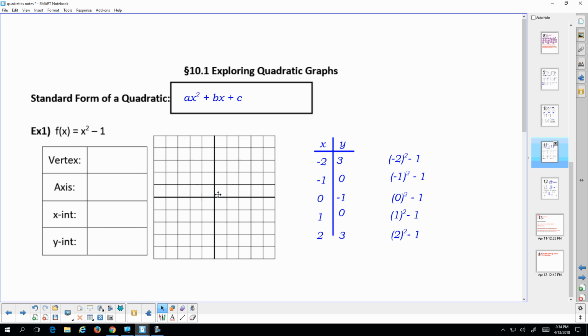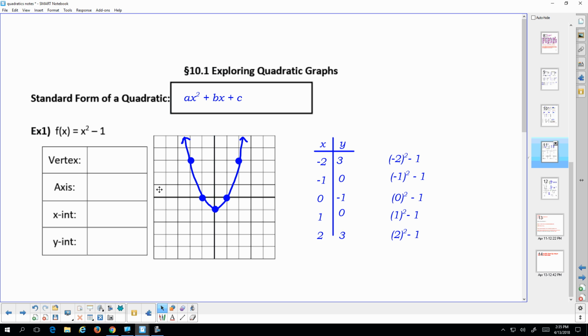So I have -2, so over -2, up 3. -1, 0, so over -1, up 0. 0, -1, so over 0, down 1. 1, 0. And 2, 3. Okay, and I'm going to connect them with my parabola.